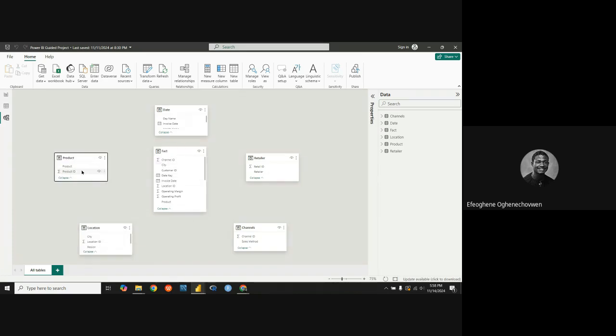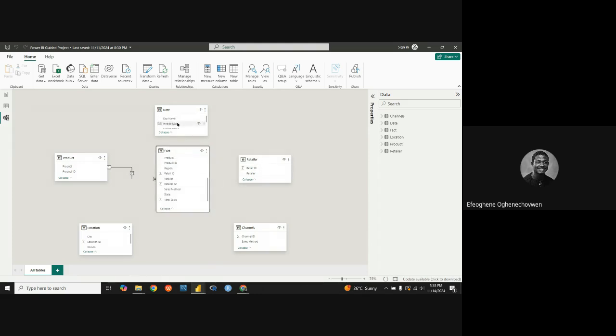So I'll drag and drop my product ID to product ID here to establish a one-to-many relationship. All right, it has created it. Good. It didn't return any error, that means we're good. What else again? Our invoice date. Remember we created a key called date key. So drag and drop to date key. Create. Exactly. Good. So retailer ID to retail ID, drag and drop.